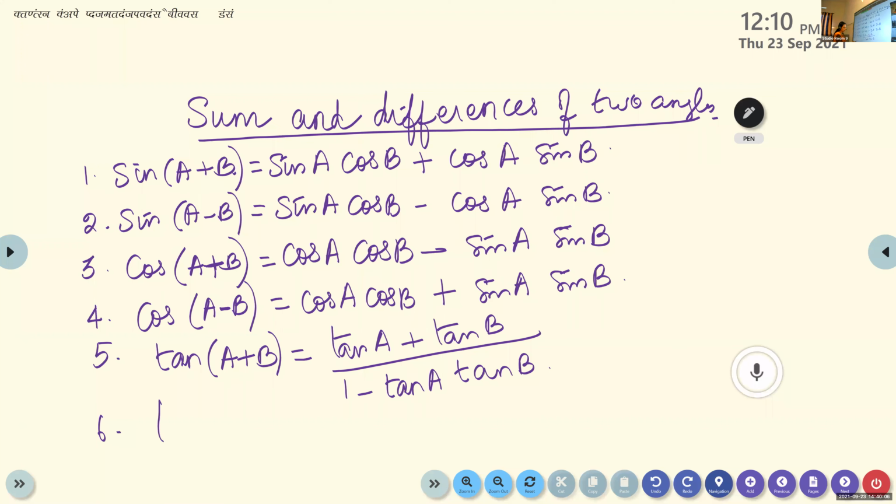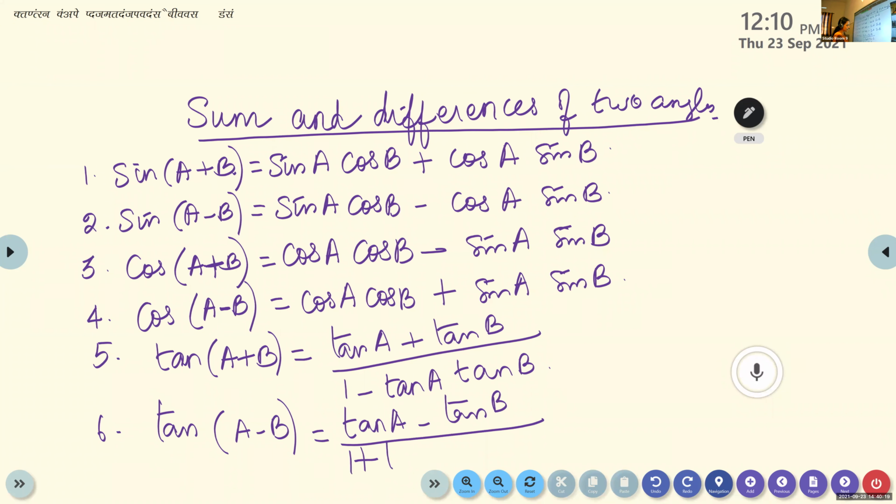Sixth one, tan of a minus b. Tan of a minus b is tan a minus tan b by 1 plus tan a tan b.